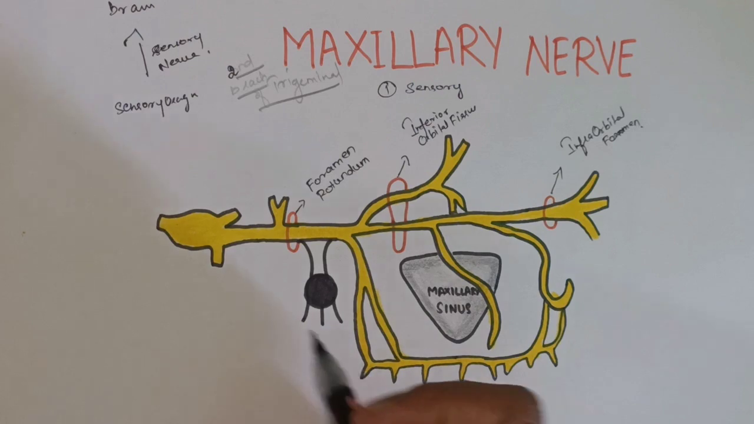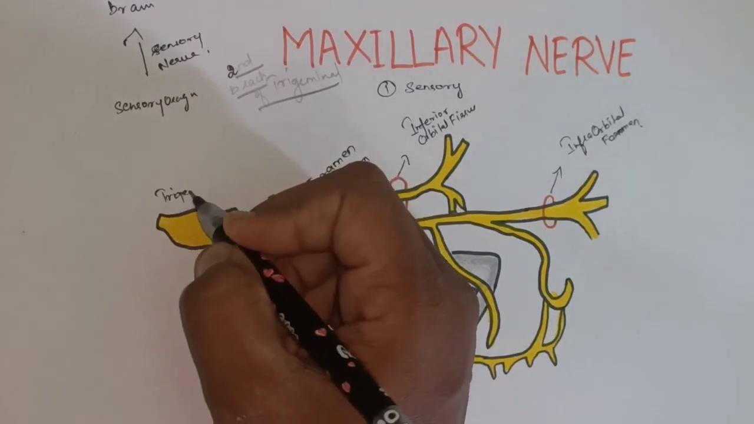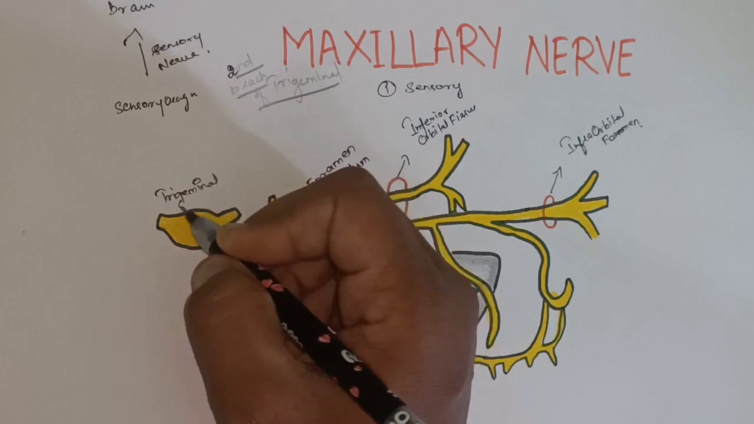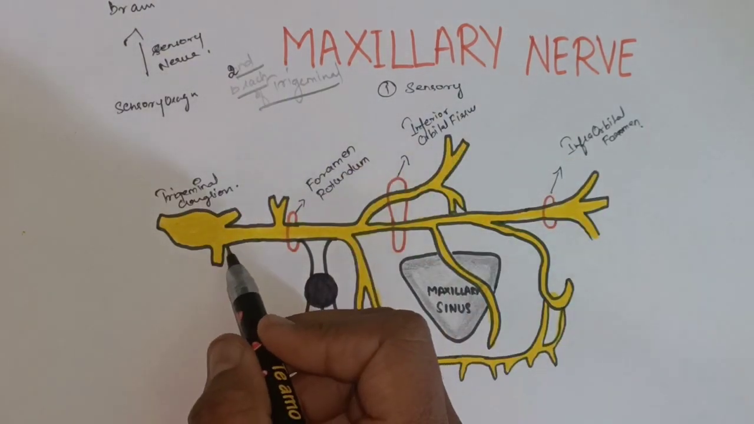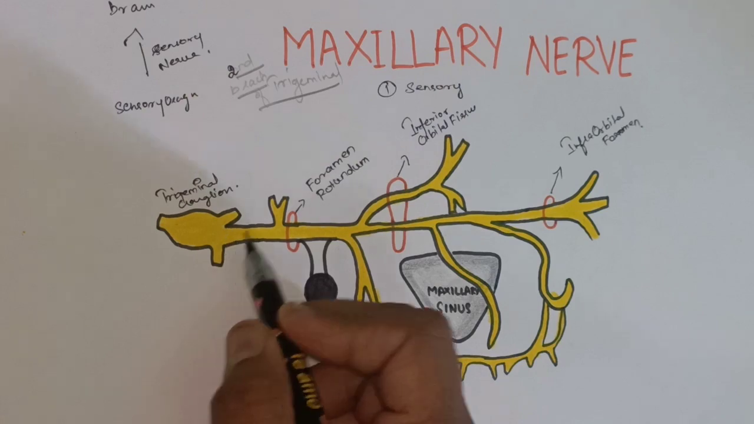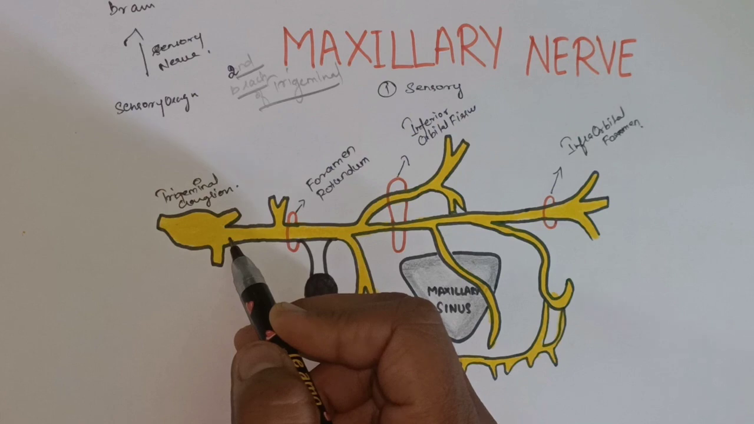So this is your trigeminal ganglion. From the trigeminal ganglion only the maxillary nerve is arising, right? This is your second branch. First branch, second branch, and the last one, which is pointing downwards, is your third branch.